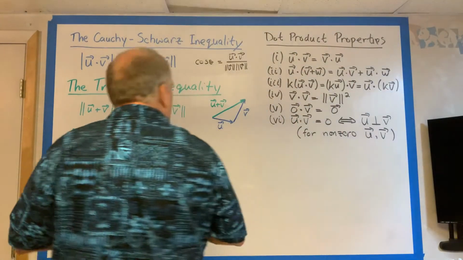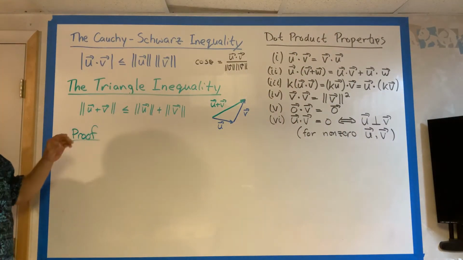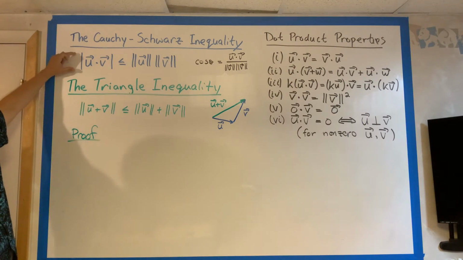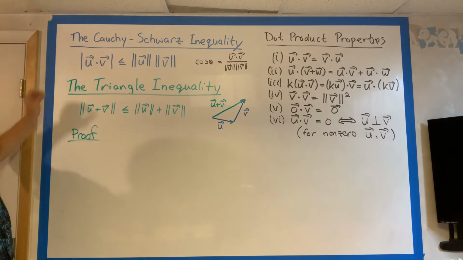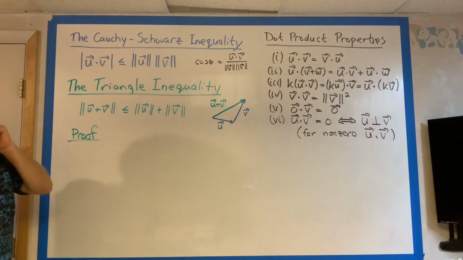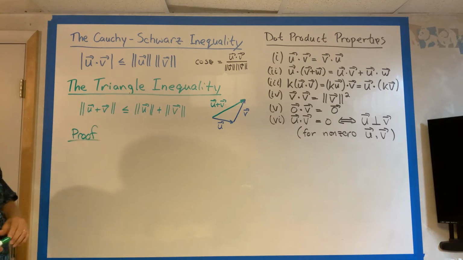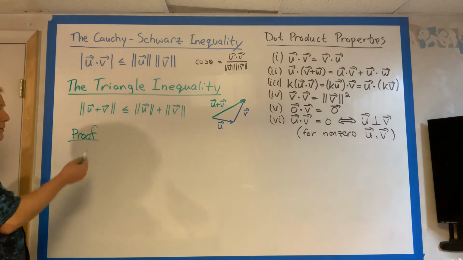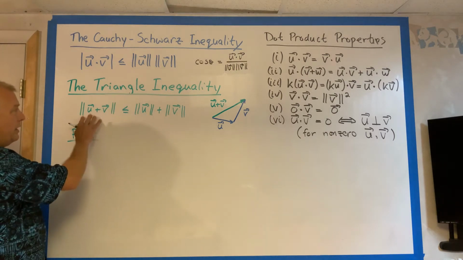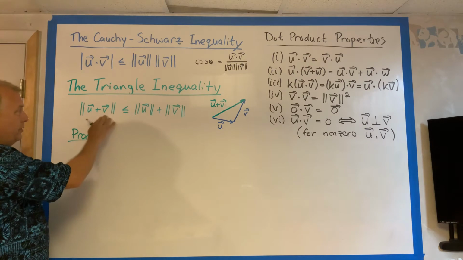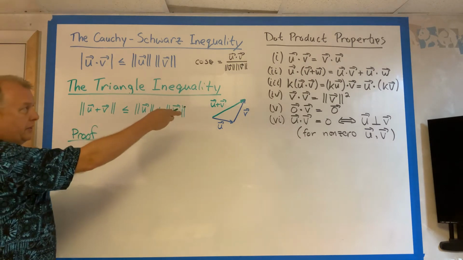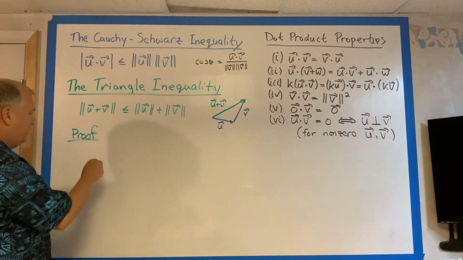Okay, in contrast to the Cauchy-Schwarz inequality, where you needed some clever idea like using the quadratic formula to finish the proof, the triangle inequality is very straightforward to prove. You just use the Cauchy-Schwarz inequality at a key moment, but the consequences are very, very valuable. So let's look at this proof. Again, we're going to use the idea that the magnitude of a vector squared is equal to the dot product of the vector with itself.